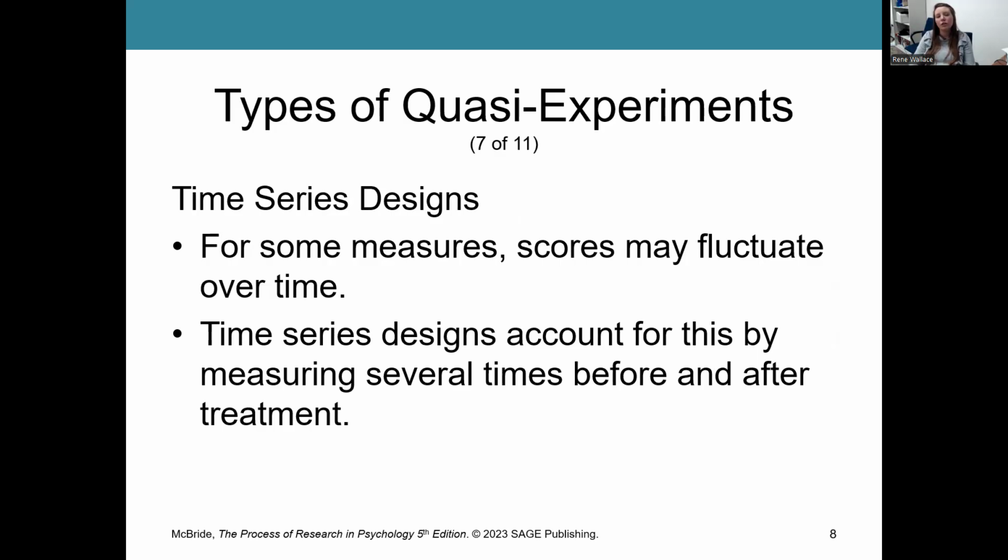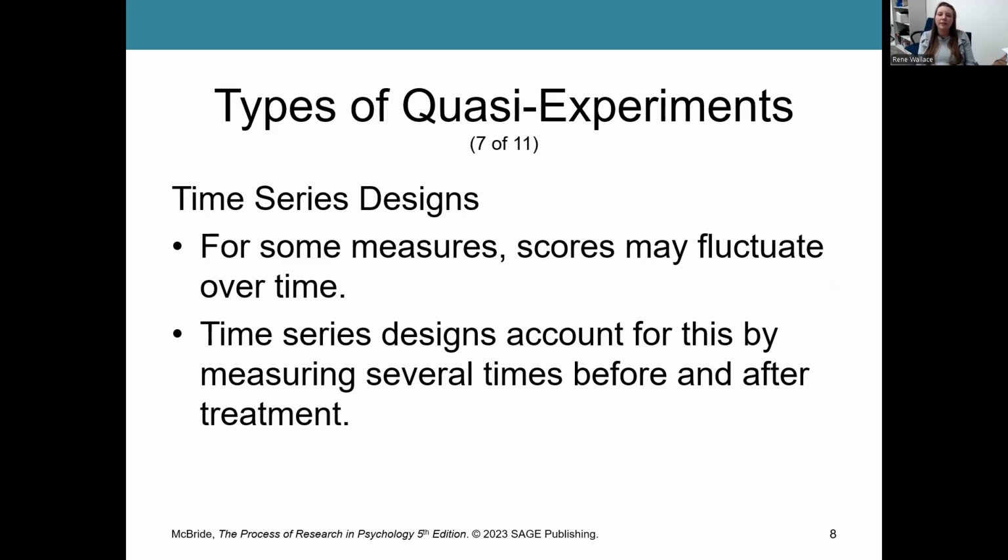For some measure scores, it might fluctuate over time. Depending on what you're measuring, that might just be something that fluctuates, right? Your behavior or your attitude, right? You were stuck in traffic and running late to get to this experiment, so your attitude isn't what your baseline might normally be. You were just really frustrated that day, right? Behaviors and attitudes change week to week, day to day, month to month.